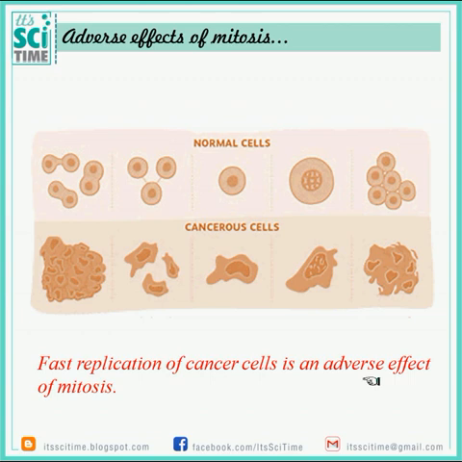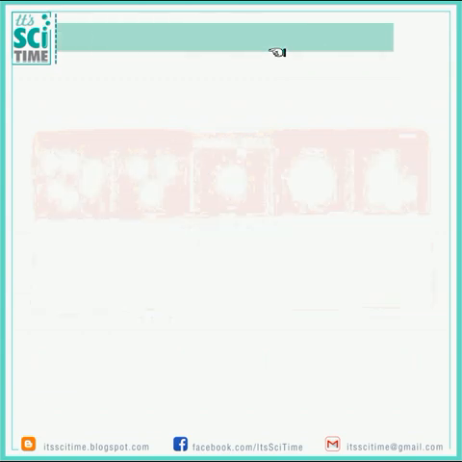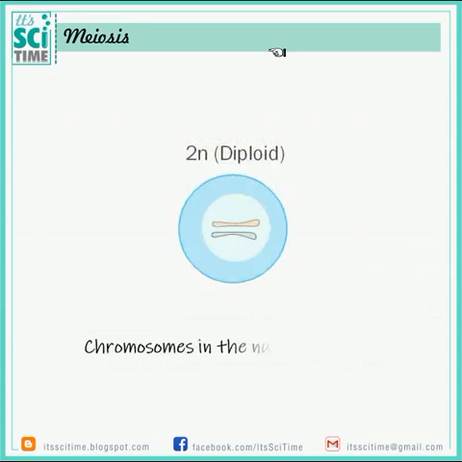Mitosis is the simplest division and a very common division method in our body, and mitosis makes two cells that are identical to each other. The next division method is the meiosis process. And see this, this is a little bit complex process.